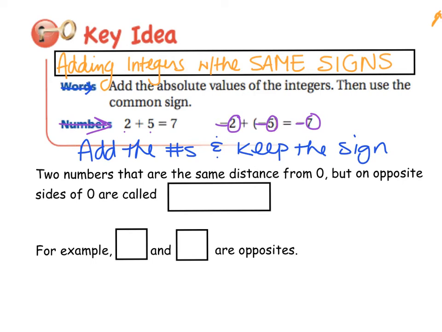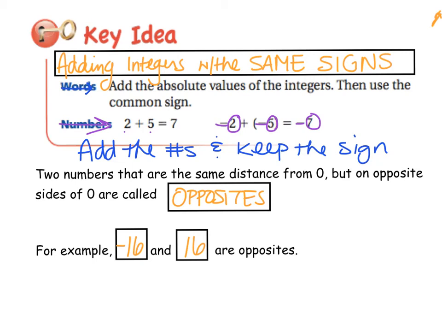However, it's going to be helpful to know some other things. We actually talked about this yesterday. Two numbers that are the same distance from 0, but on opposite sides of 0, remember, are called opposites. An example of two opposite numbers, pick any number you like: I'm going to choose negative 16 and 16. Those are opposite numbers.